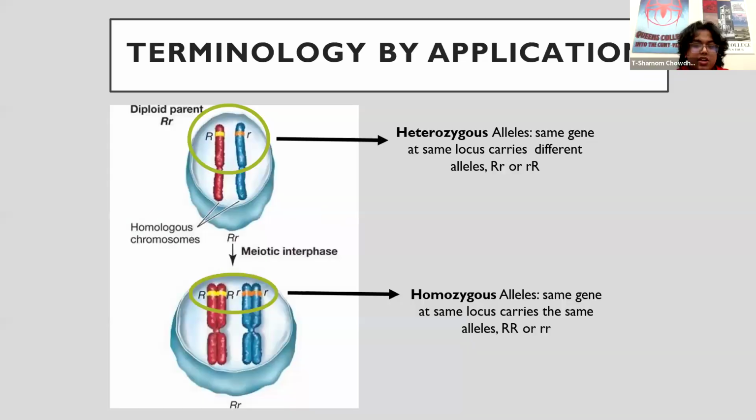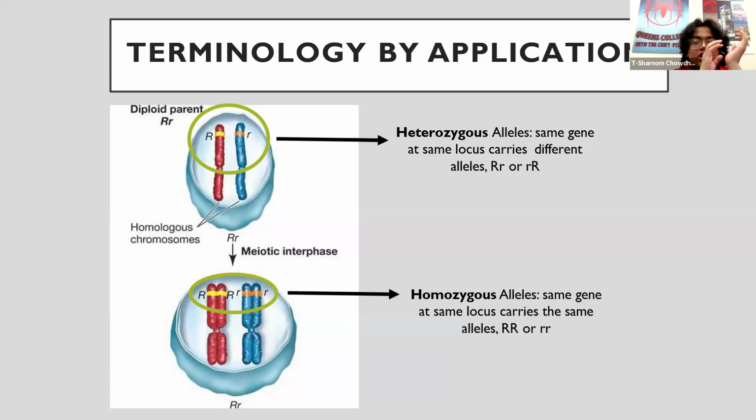So now we're going to talk about inheritance. As you guys know, you have heterozygous genes and homozygous genes, or heterozygous alleles and homozygous alleles. Heterozygous alleles are alleles of the same gene at the same locus that carry different alleles. So you have here in this case uppercase R, lowercase r. Homozygous, you carry the same allele. So you can have two uppercase R's, two lowercase r's.